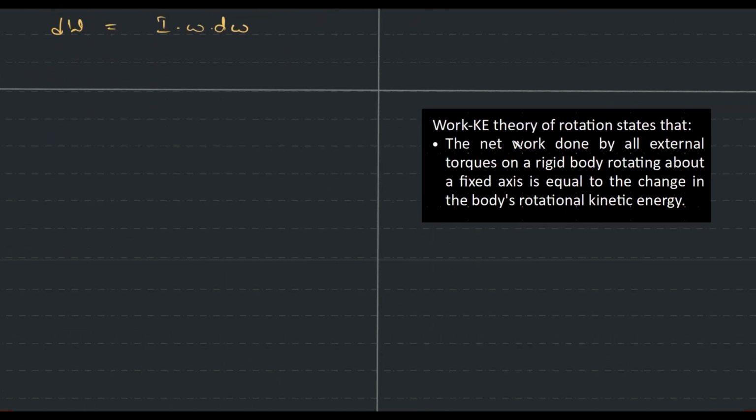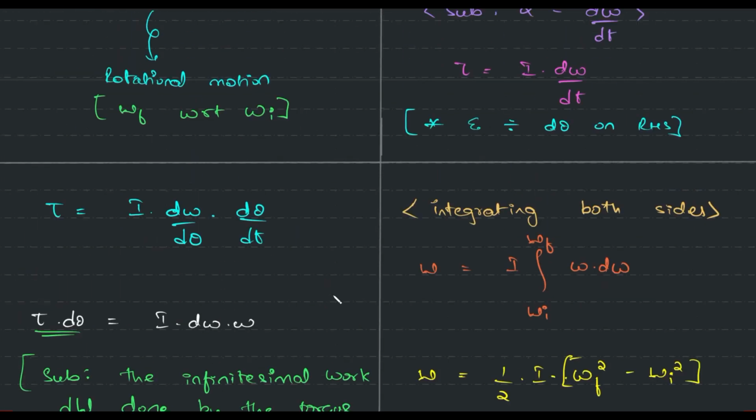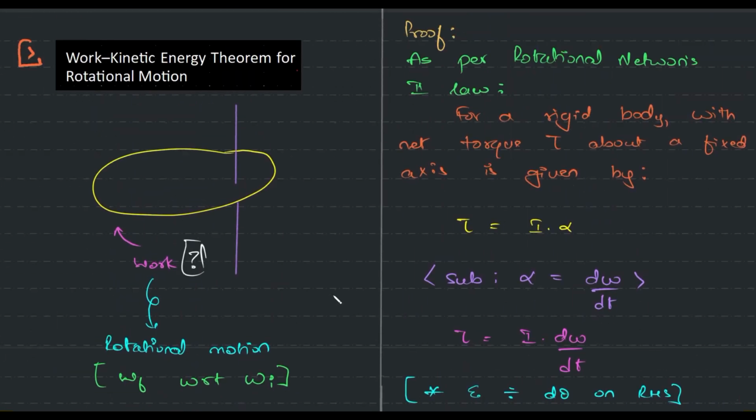So the work-kinetic energy theorem for rotational motion states that the net work done by all external torques on a rigid body rotating about a fixed axis is equal to the change in the body's rotational kinetic energy. That's it. Again, it's a commonsensical theorem, and this is how you prove it.